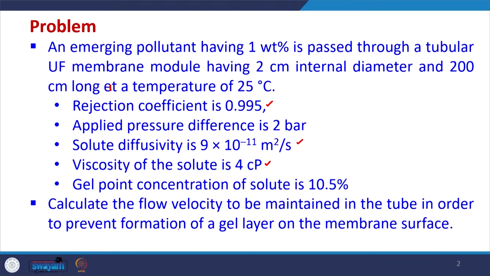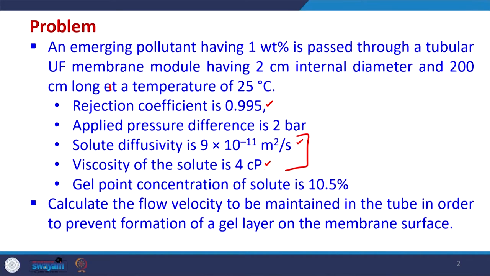Now, as a design engineer, our job is to work out the other data. The second thing that comes into the picture is what technique we are going to use. Suppose we decide on an ultrafiltration membrane, then which module are we going to use. This is our own decision. In this problem we are taking 2 cm internal diameter and 20 cm length. This is what we have chosen. It may be possible that this particular membrane may not do the duty that is required, so we may have to change this data.